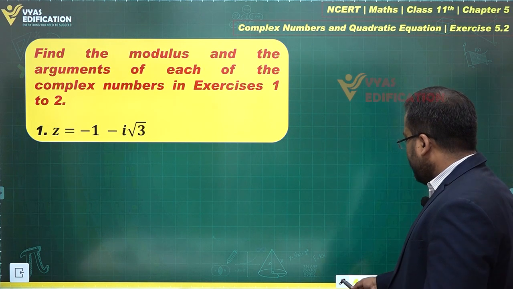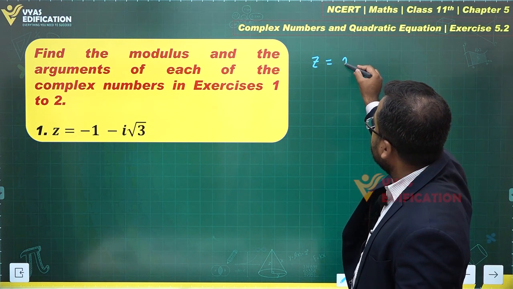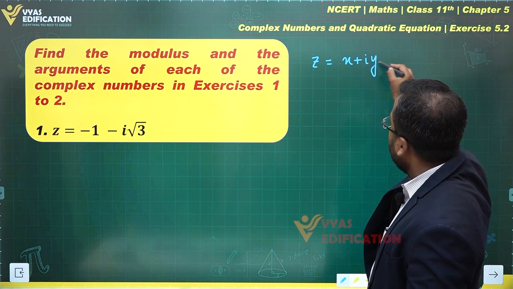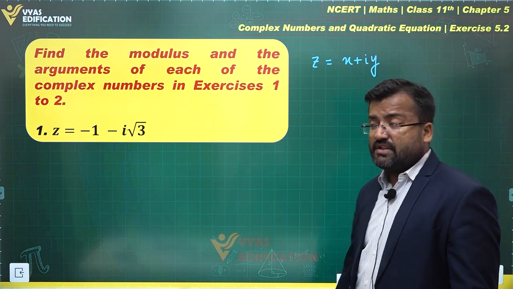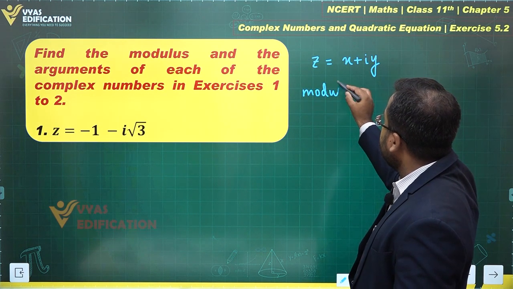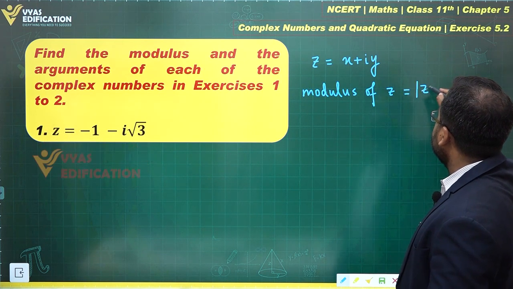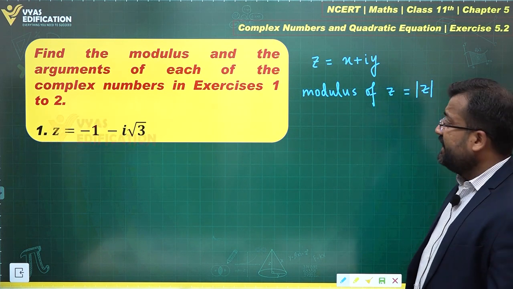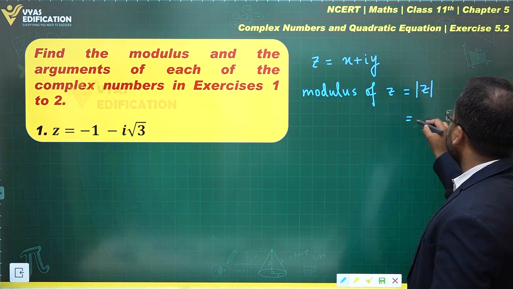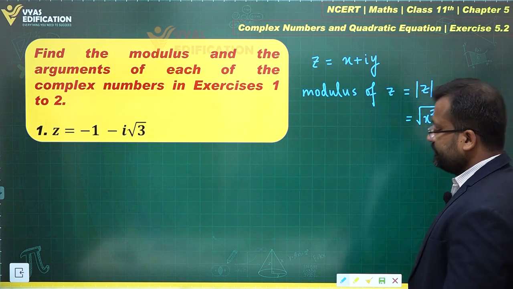If we have any complex number z, let us say z is equal to x plus iy. The modulus of z is represented by this symbol, mod z. It is read as mod z, and the value is simply equal to the square root of x squared plus y squared.